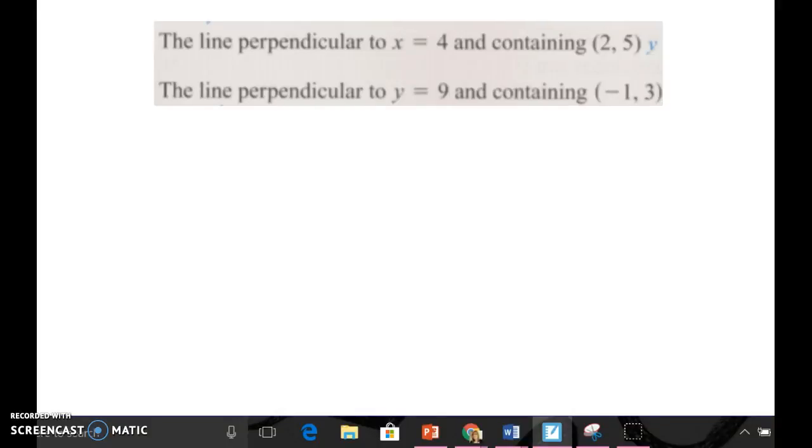Okay, I wanted to go through a couple of examples with you of questions that you've done on the homework that are very similar to questions that you'll see on the quiz today. So what if you have a question where it says, write the equation of a line that's perpendicular to x equals 4 and contains the point (2, 5).